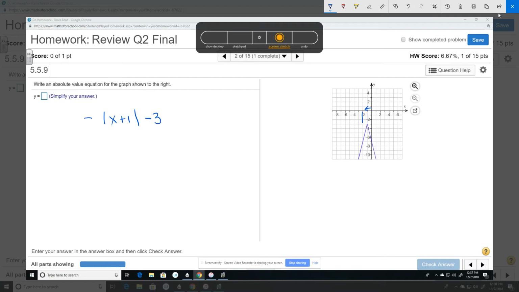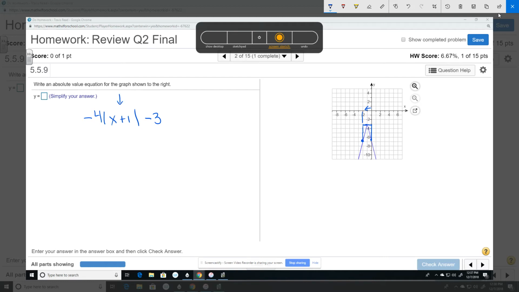And the second thing that's happening is when I go from my vertex, when I go over 1, I go down 1, 2, 3, 4 times before I hit the graph again. So every time I go over 1, I have to go down 4 to hit the graph, which means in front, I'm going to have a 4. If I went over 1 down 3, this would be a 3 out in front. So I think that my answer is -4 absolute value x + 1 - 3.